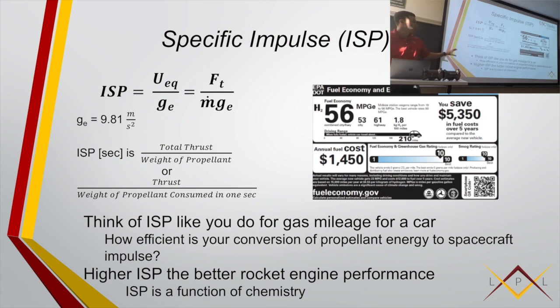And so for chemical propulsion, that's 100% the case. Higher ISP, better. Electric propulsion is not the case because you have to take into account the mass, but we're not talking about that, so you can kind of ignore it. So I like to make that analogy, and it's essentially how efficient is your conversion of propellant energy into spacecraft impulse, right? How can you take that energy in the propellant and turn it into a quick impulse? How efficient is that? And so that tells you that ISP is a function of the chemistry. It's a function of your propellants. It has nothing to do with the geometry or anything like that. It's solely your chemistry that dictates your ISP.